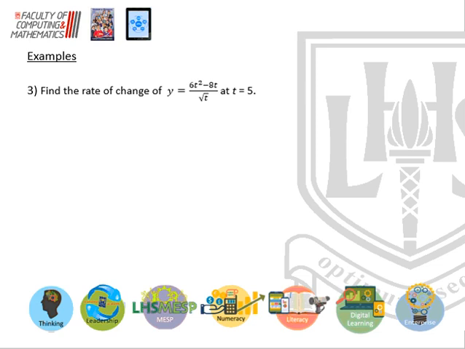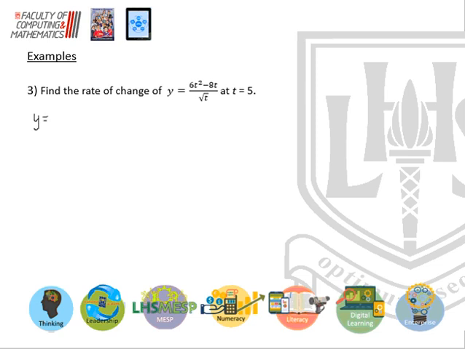Okay, so in this one here, when we're finding the rate of change of this fraction at t is equal to 5, we're going to do exactly the same processes. It's just the notation is going to be slightly different. Okay, so rate of change again means differentiation. So to differentiate this, we need to rewrite it.